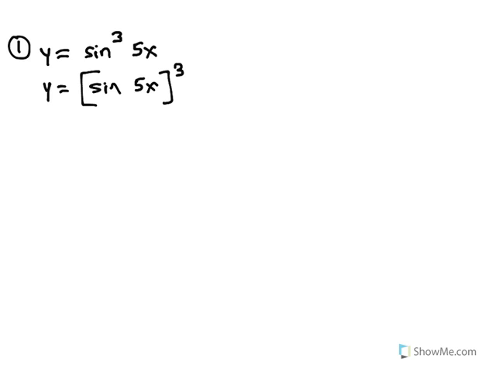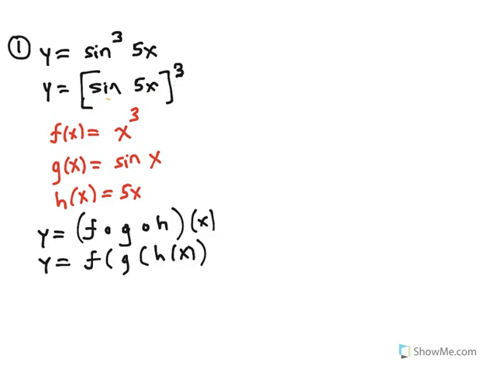So the insidemost function, the first function that goes to work, is 5x. So you take an input, x, and multiply it by 5. The output would be 5 times the input. And the second function would be sine x. We take the sine of 5x. And the third function would be raising to the third power. Whatever the output from the sine function is, we'll cube it. So our individual functions are f, g, and h as follows.